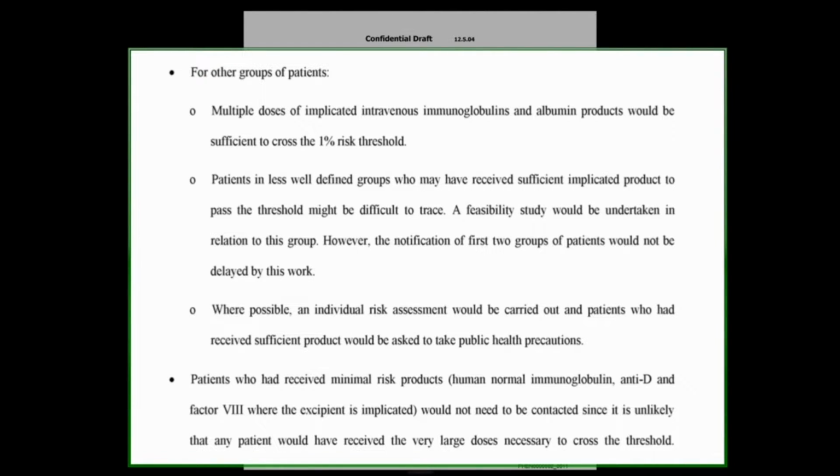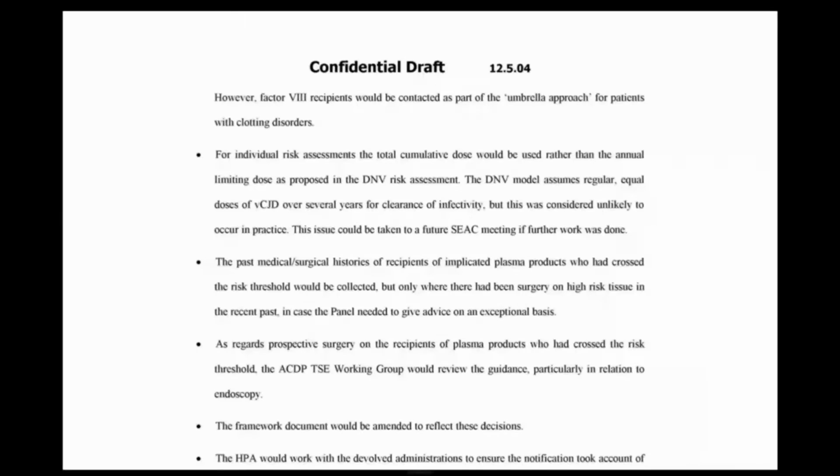And then if we go over the page, however, factor VIII recipients would be contacted as part of the umbrella approach for patients with clotting disorders. So that's the umbrella group. For individual risk assessments, the total cumulative dose would be used rather than the annual limiting dose as proposed in the DNV risk assessment. The DNV model assumes regular equal doses of VCJD over several years for clearance of infectivity, but this was considered unlikely to occur in practice.